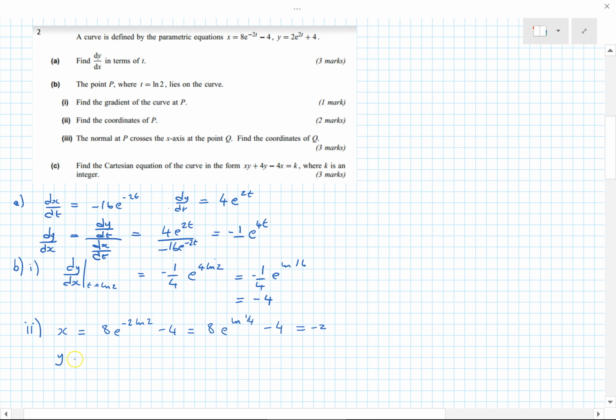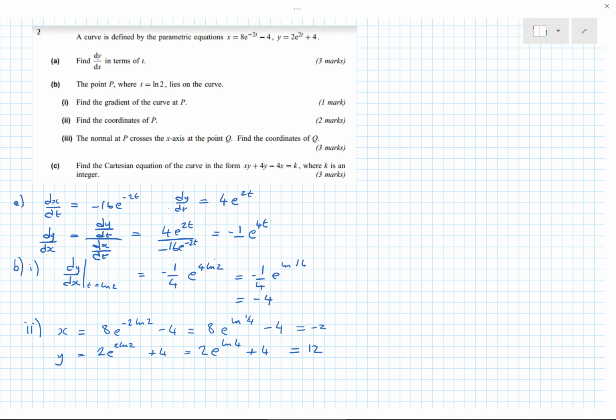And the y coordinate is equal to, I'm going to put in this one, 2e to the 2 ln 2 plus 4, which is equal to 2e to the ln 4 plus 4. E to ln 4 is 4, that's times by 2, which is 8, plus 4, which is 12. Okay, I didn't use a calculator, but of course you were allowed to.